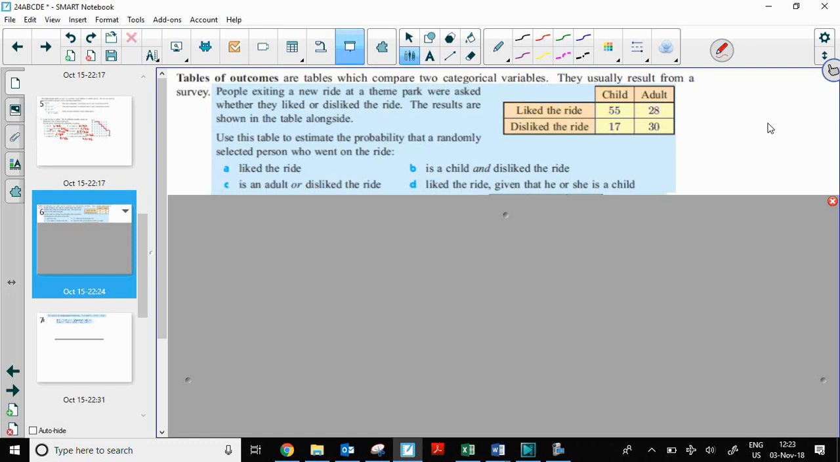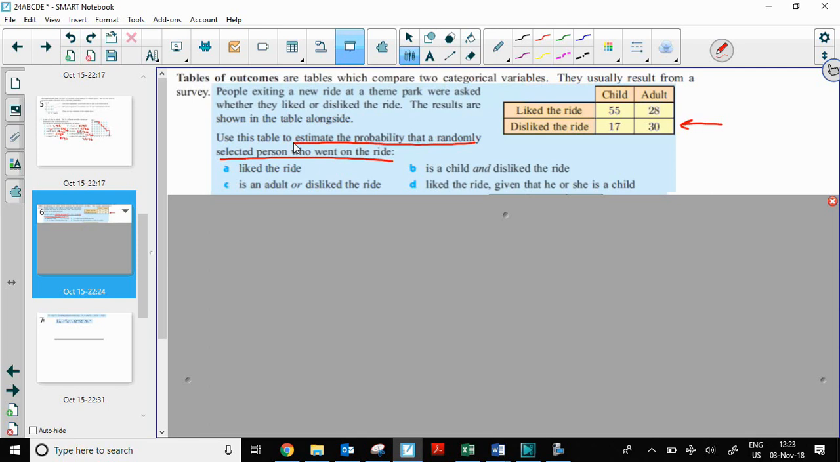It says to use this table to estimate the probability that a randomly selected person who went on the ride exhibits one of these traits down below. And at first glance, you might be thinking, well, wait, am I estimating the probability? I mean, shouldn't I know exactly what the probability is just by looking at this number? Like, am I supposed to round that? No, that's not what it means.